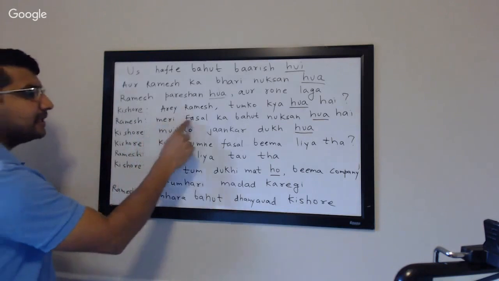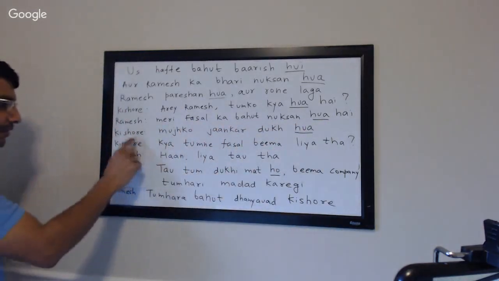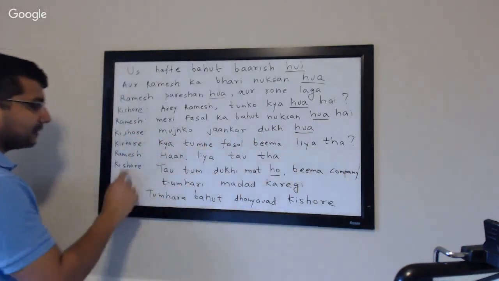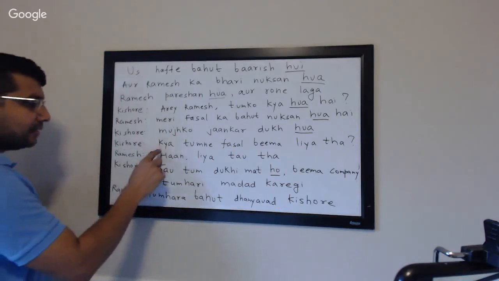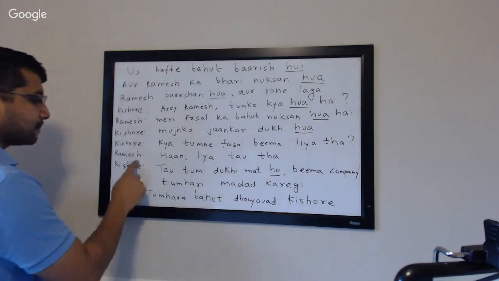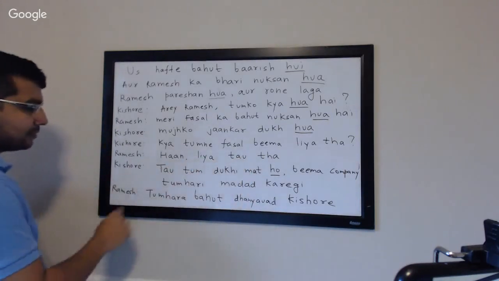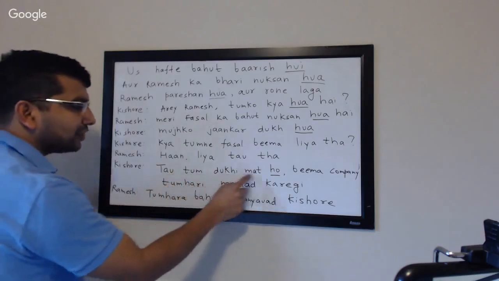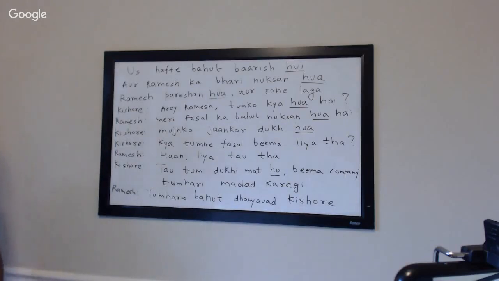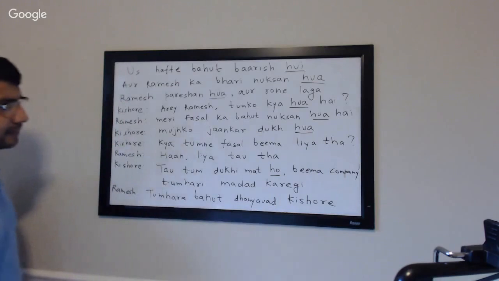रमेश, मेरी फसल का बहुत नुकसान हुआ है। किशोर, मुझको जानकर दुख हुआ. किशोर अगेन. क्या तुमने फसल बीमा लिया था? रमेश. हाँ, लिया तो था. किशोर. तो तुम दुखी मत हो, बीमा कंपनी तुम्हारी मदद करेगी. ठीक है. रमेश अगेन. तुम्हारा बहुत धन्यवाद किशोर.